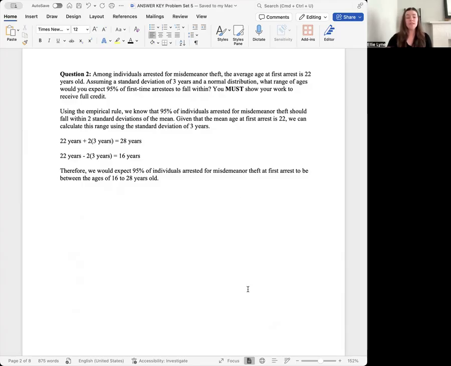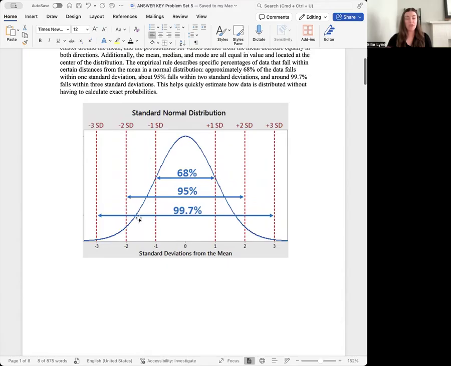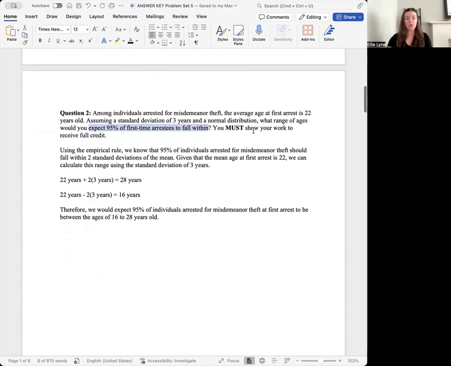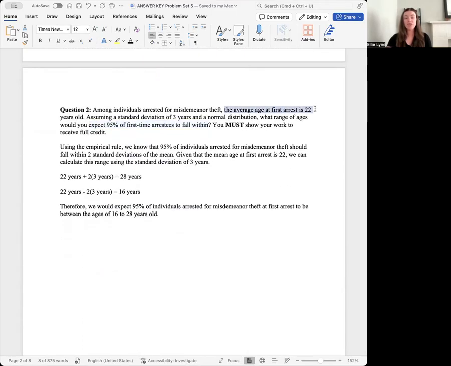And so if we use this concept of the empirical rule above, because we know we are working with a normal distribution, and we know that we're looking at 95%, if we go back up here, we know that 95% correlates with 2 standard deviations away from our mean value. We know that the average age of first arrest here is 22 years old, and we're curious about 2 standard deviations away from the mean. We also know that the standard deviation itself is 3 years.